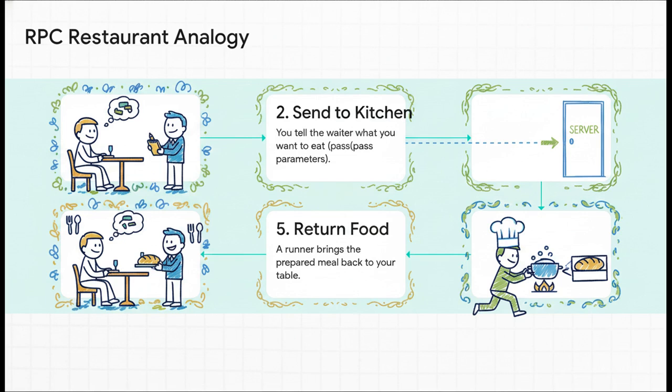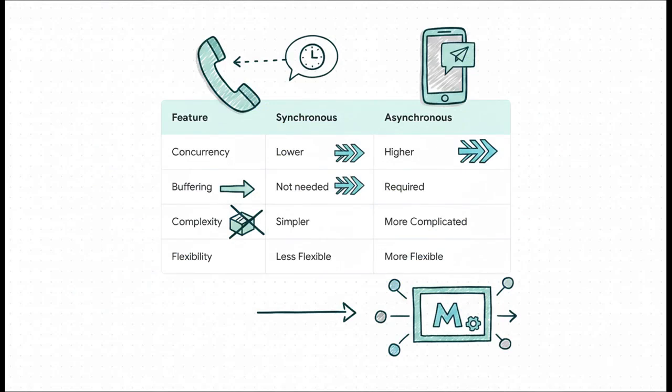You are the client. You tell the waiter your order. Those are the parameters. The waiter takes that order to the kitchen. That's the network transmission. The chef, who is the server, cooks your meal. That's the execution. Then a runner brings the food out, and the waiter serves it to you, and your request is complete. Simple as that. That's RPC.